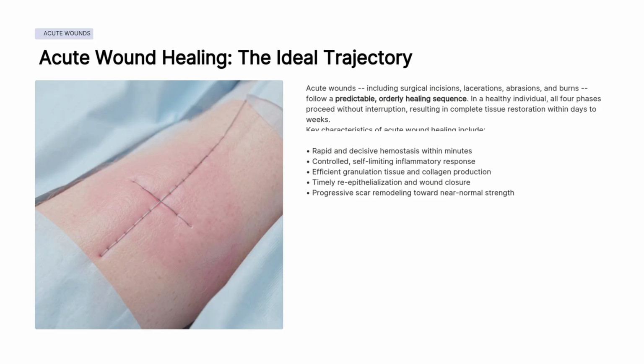Acute wounds, such as surgical incisions and burns, heal predictably in healthy individuals. Key features include rapid hemostasis, a controlled inflammatory response, efficient granulation and collagen production, timely reepithelialization, and progressive scar remodeling. This orderly sequence ensures complete tissue restoration within days to weeks.